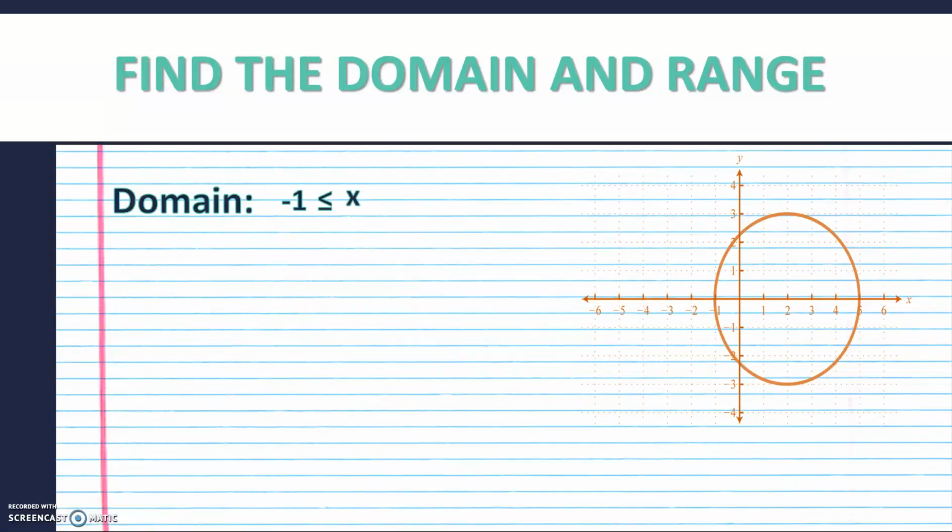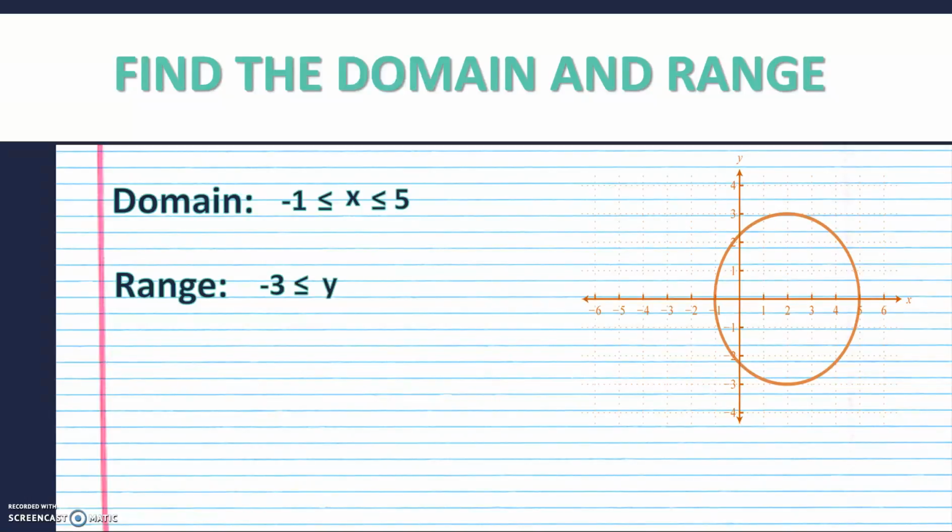Domain is x. So now I look at my farthest to the right point and I see it's hitting here at 5. It's including the number 5, so it's less than or equal to 5. Now I'm going to do the range. So I'm going to take my pencil and put it right up against the bottom of this circle, and I see that it's hitting the y-axis at -3. So that's my lowest point. It's including the -3, so I'm going to put a less than or equal to.